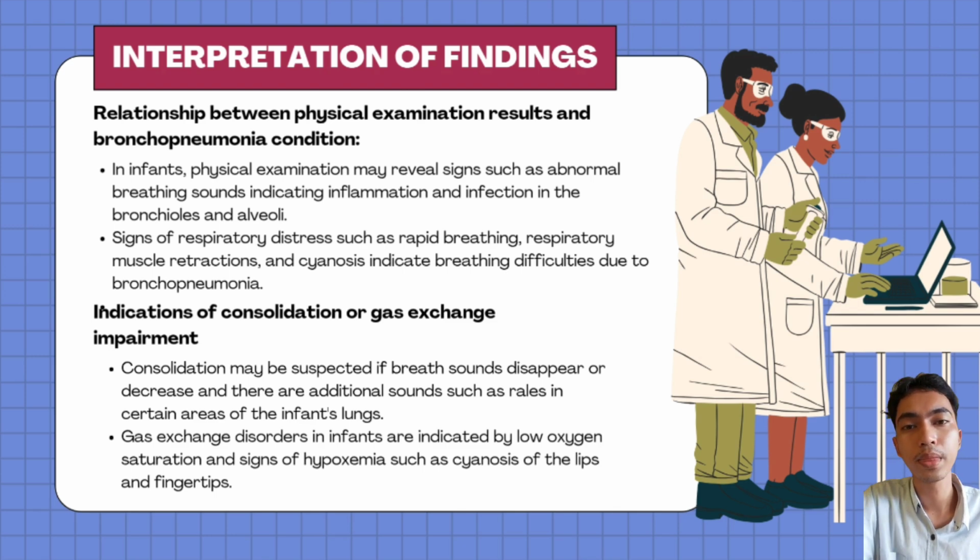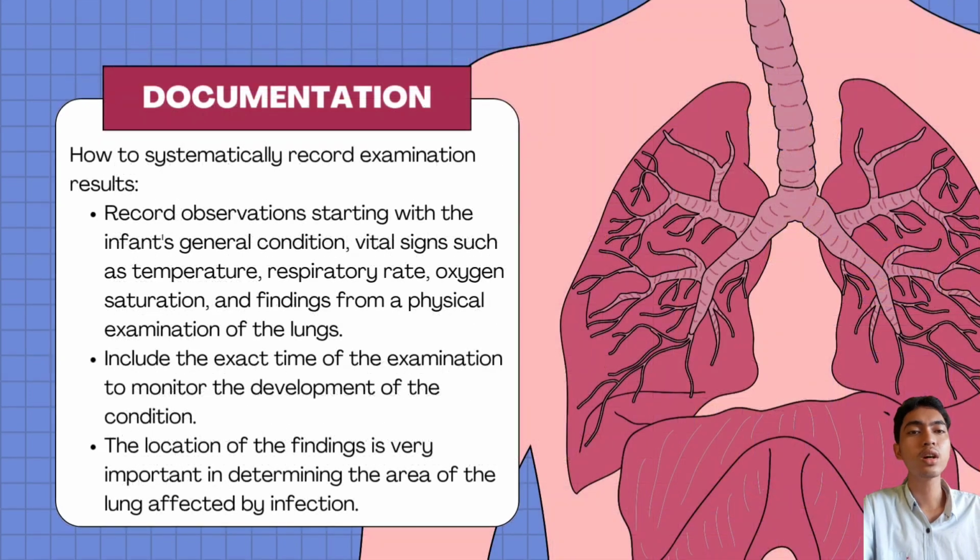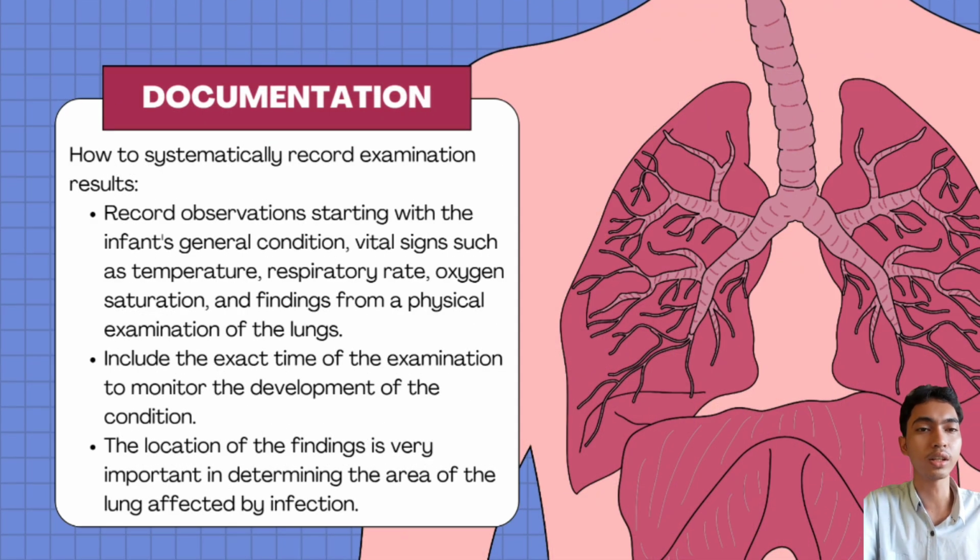And for the indication of consolidation or gas exchange disorders, the first one is consolidation, which may be suspected if breath sounds disappear or decrease and there are additional sounds such as rales in a certain area of the infant's lungs. And gas exchange disorders in infants are indicated by low oxygen saturation and signs of hypoxemia such as cyanosis of the lips and fingertips.